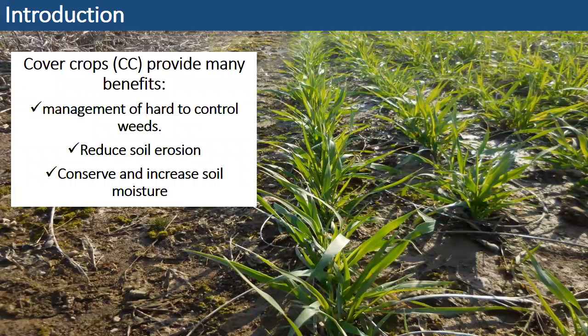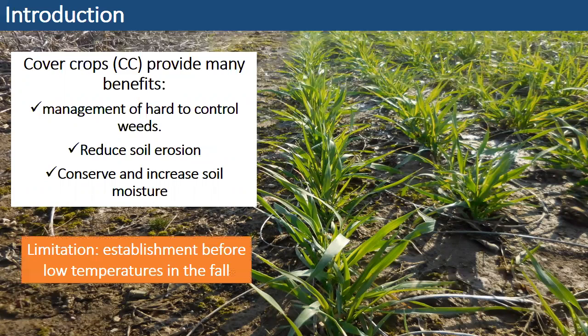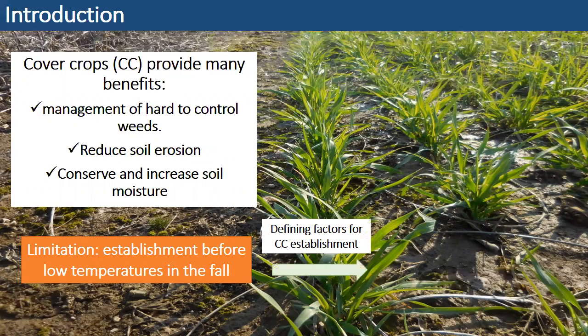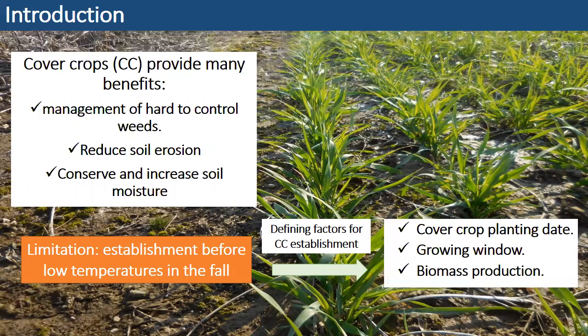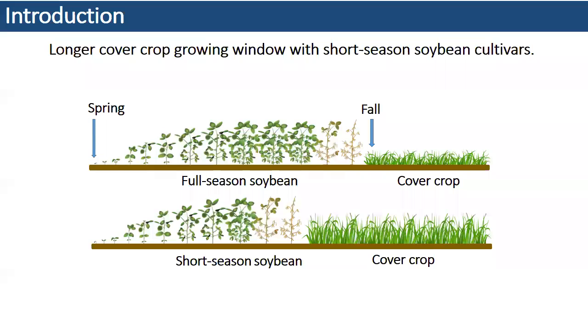As an introduction, cover crops can provide many benefits such as reducing soil erosion, increasing and conserving soil moisture, but also managing hard to control weeds. However, one limitation is cover crop establishment before the onset of cold temperatures in the fall. Some defining factors for an appropriate cover crop establishment are cover crop planting date, growing window, and biomass production.